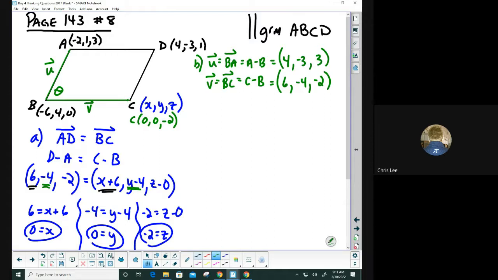Okay, so now I have these two vectors positioned in the right spot. Now we have to find the angle between them. So this was one of the things we did in our warm-up. So cos theta equals u dot v over magnitude of u, magnitude of v. So I give you a couple minutes to do that on your own, a good little review of finding angles in between vectors.